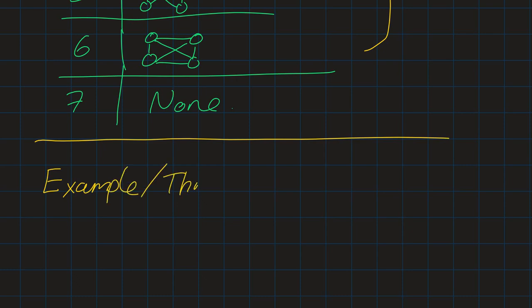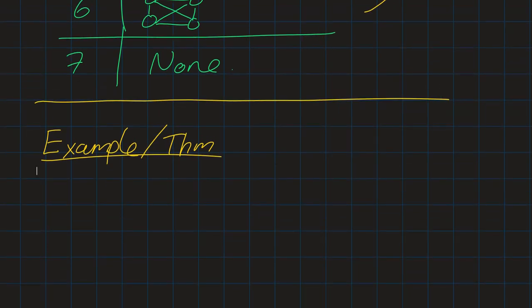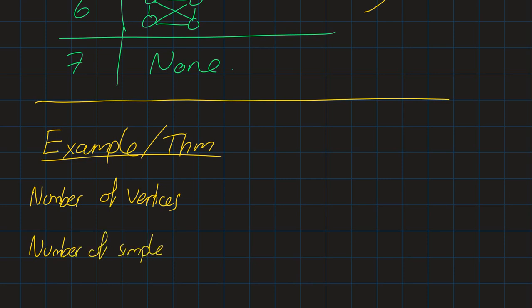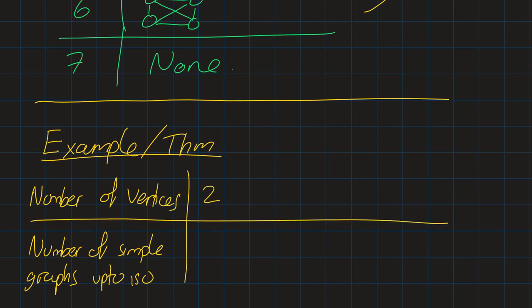So, example/theorem. Mathematicians have counted these things and they've tried to record them. So I'll just tell you the answer. Number of vertices and number of simple graphs up to isomorphism. If I draw a table: 2, 3, 4, 5, 6, 7. Well, if you just have 2 vertices, we didn't talk about this, but it's really trivial.